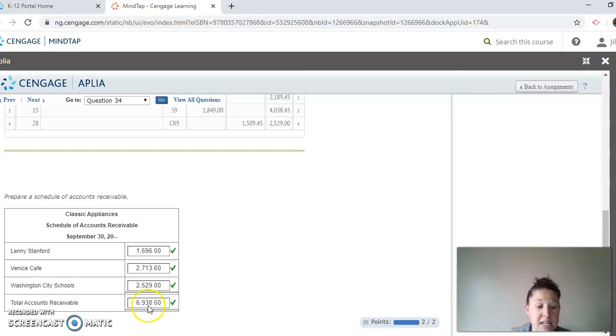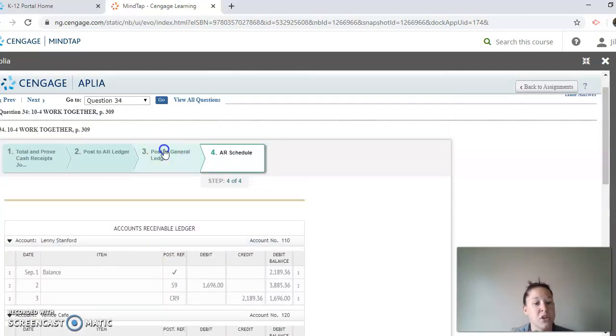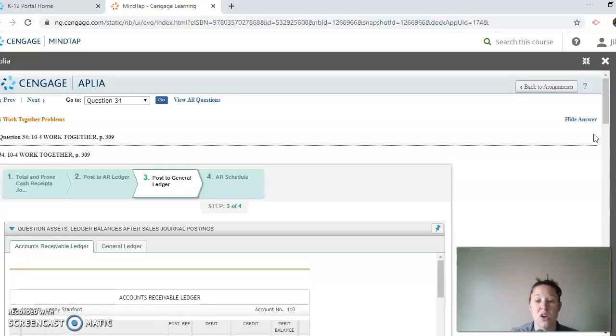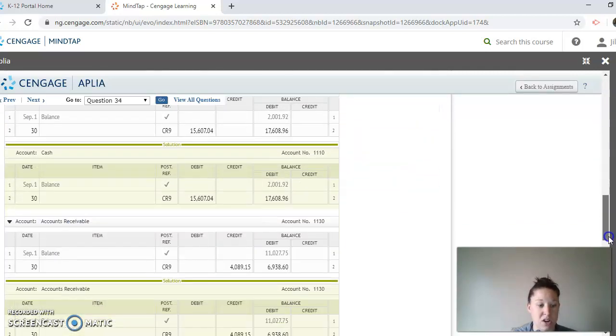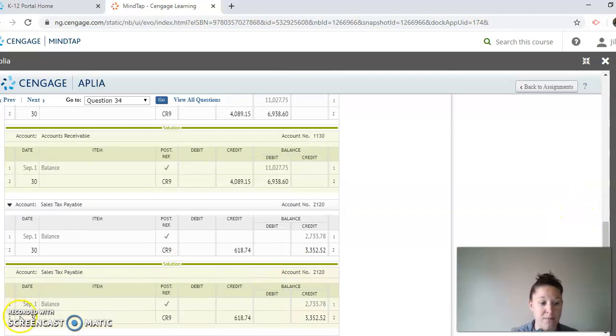So this is $6,938.60. And if you just want to verify that you did that correctly, you can go back to the general ledger and check in the accounts receivable account to make sure that that account balance is the same. So here's our general ledger from the last step, and here's accounts receivable, our controlling account, and the amount is $6,930.60. Okay. If you have any questions, please let me know. See you later.